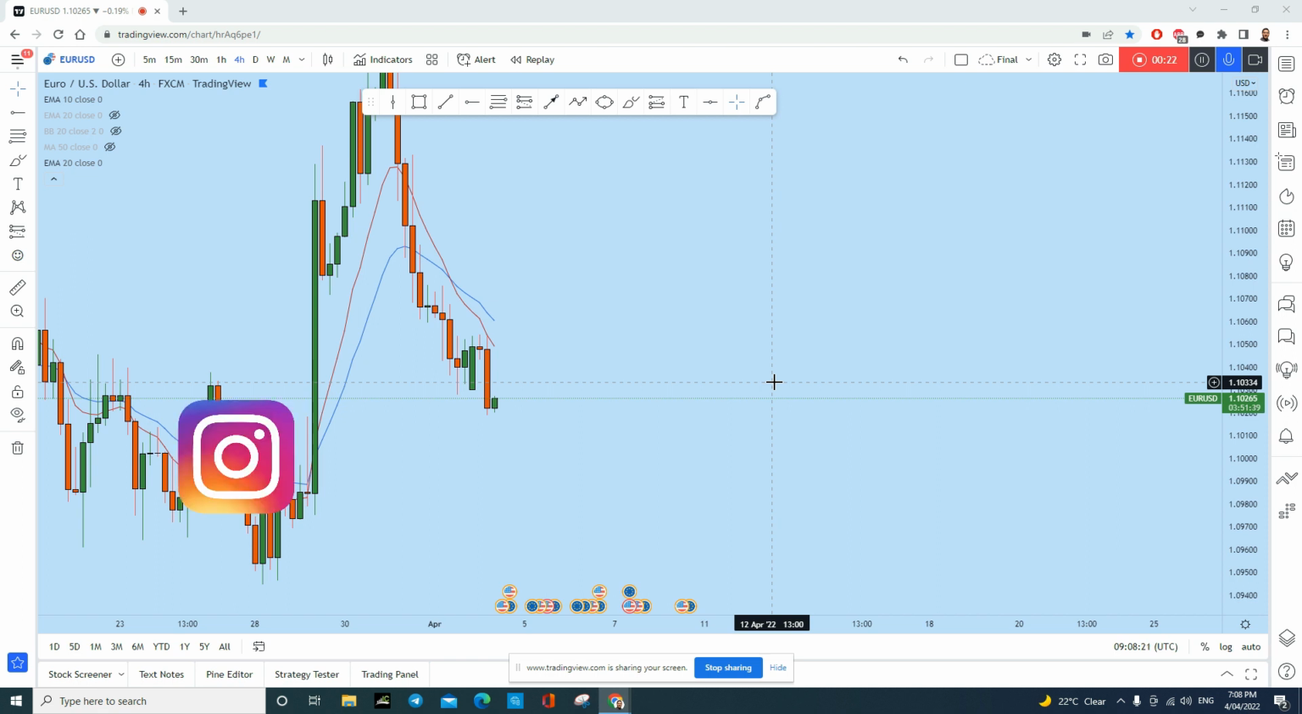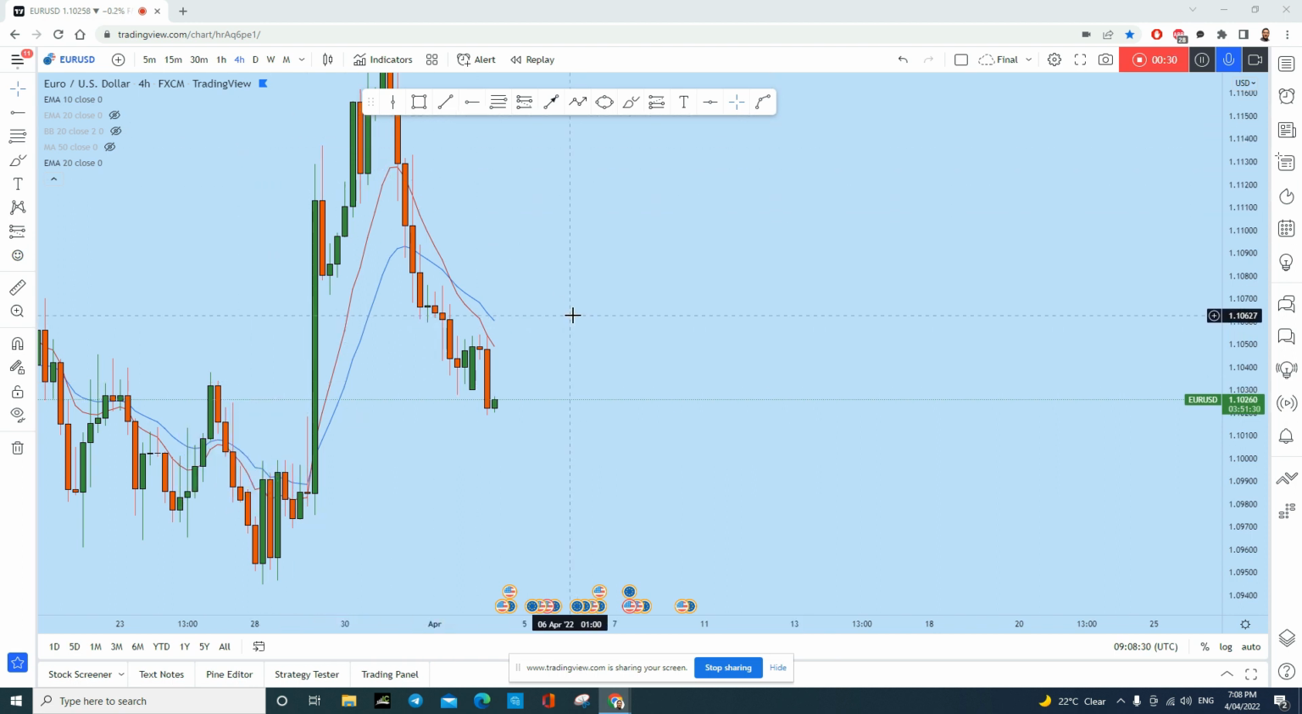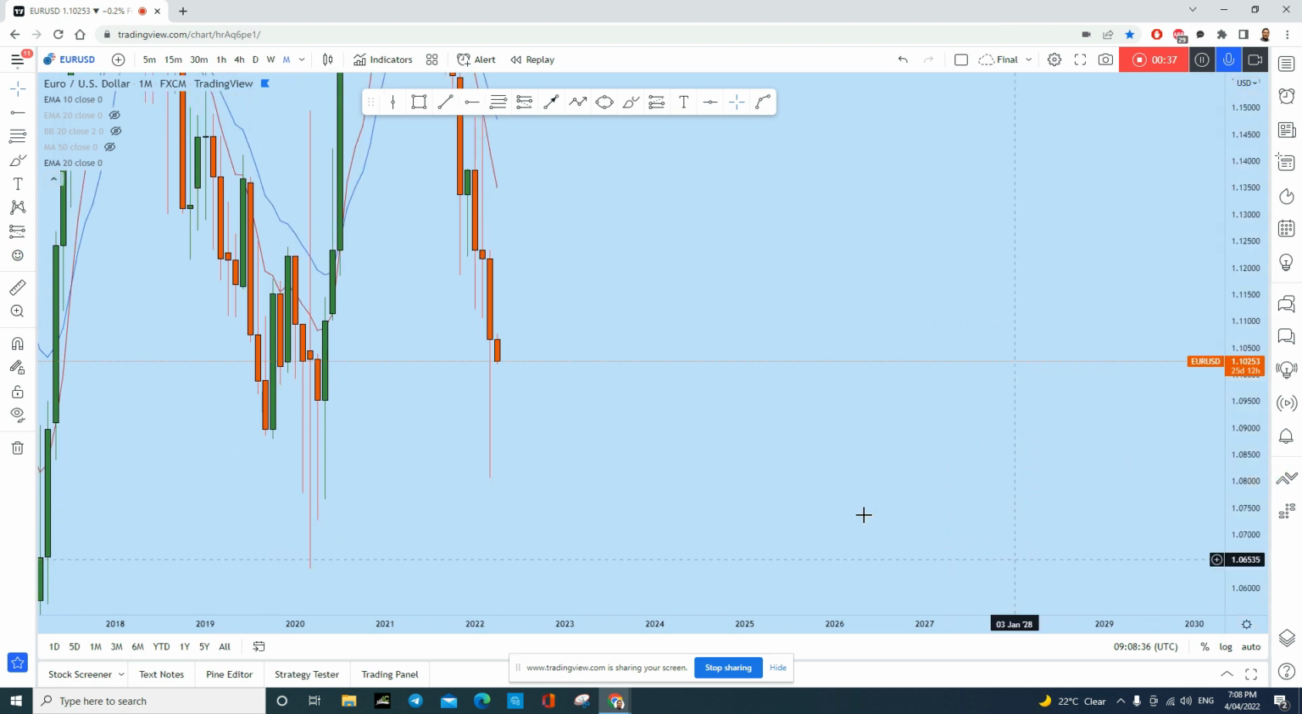Now, before I explain how we can trade this on this time frame, let me give you a full multi-time frame analysis. Then we'll come back to this time frame to see how we can trade this instrument in this time frame. So let's start first with the monthly time frame to see the bigger picture.